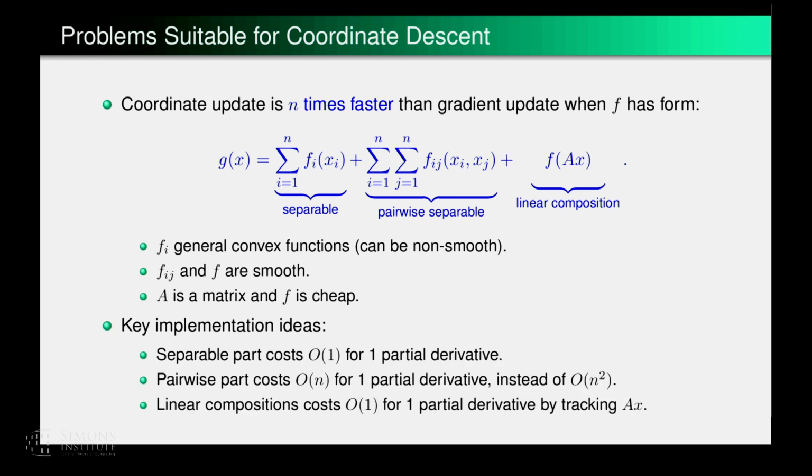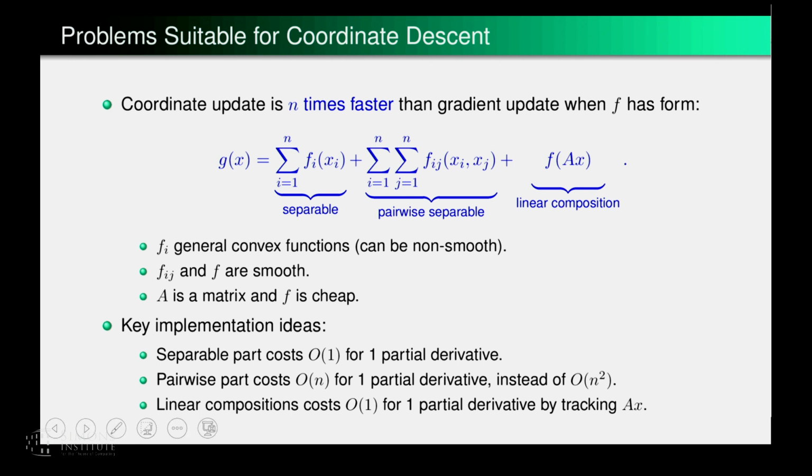So why is that sort of class special? Well, if I have separable functions, updating one of those functions is n times faster than updating all of them, so that's nice. This one's a bit weird, but if you think about updating one xi, I change n terms in that sum, whereas there's n squared terms in that sum, so I can do it n times faster. And then this one is also a little bit weird, but the key idea here is if you track Ax, you can actually do the updates in O(1) instead of O(n) when you have n variables.